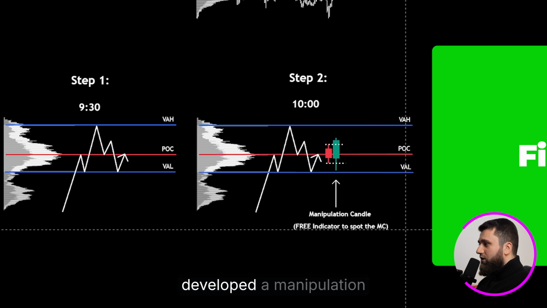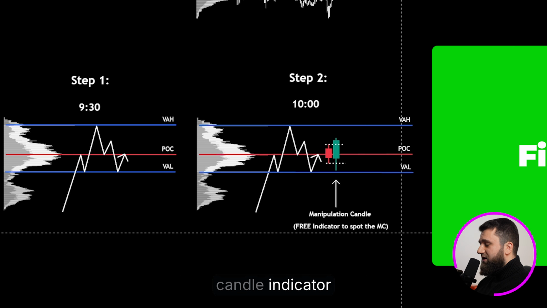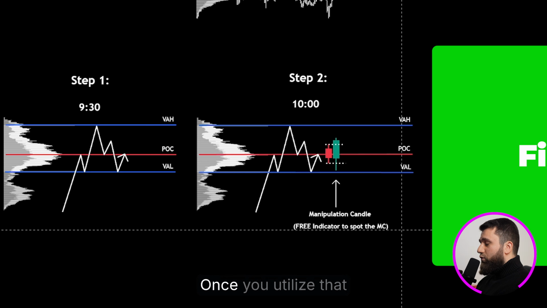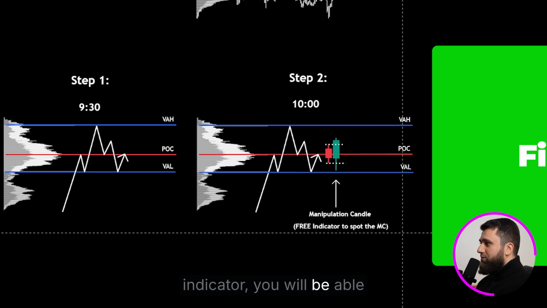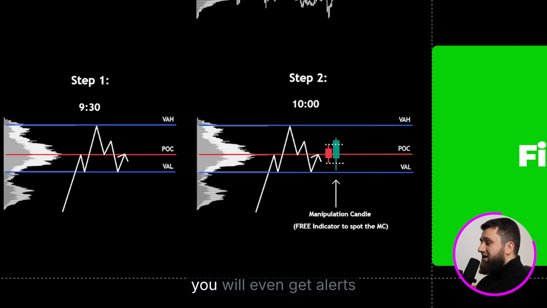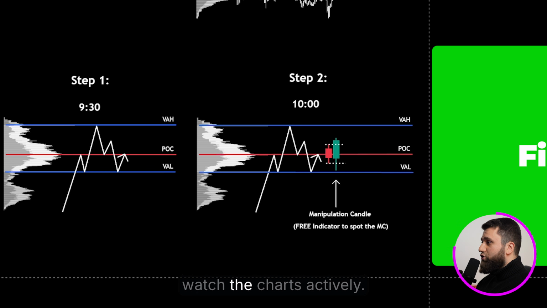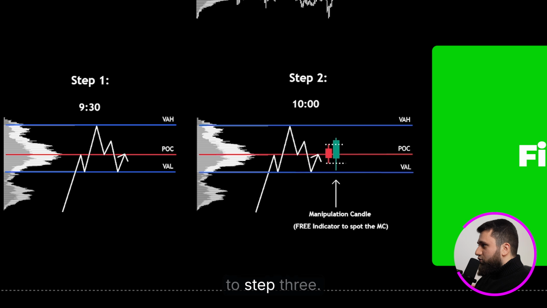But don't worry, I developed a manipulation candle indicator completely for free for you guys. Once you utilize that indicator, you will be able to spot them very easily, and I will show you that also on the chart. And you will even get alerts with that indicator, so you don't even have to watch the charts actively. So now let's go to step 3.